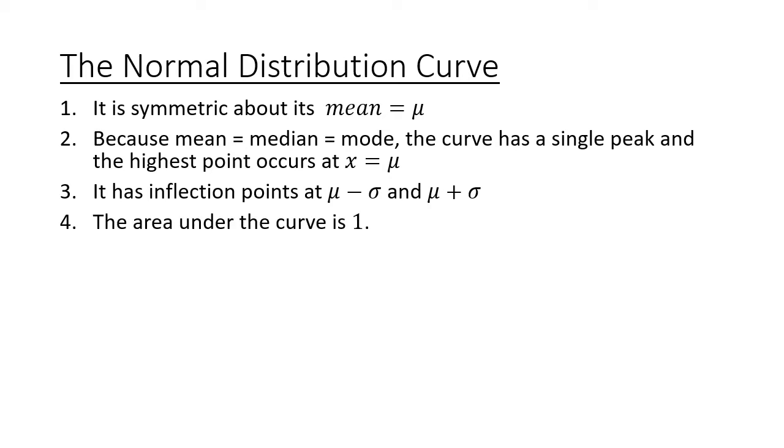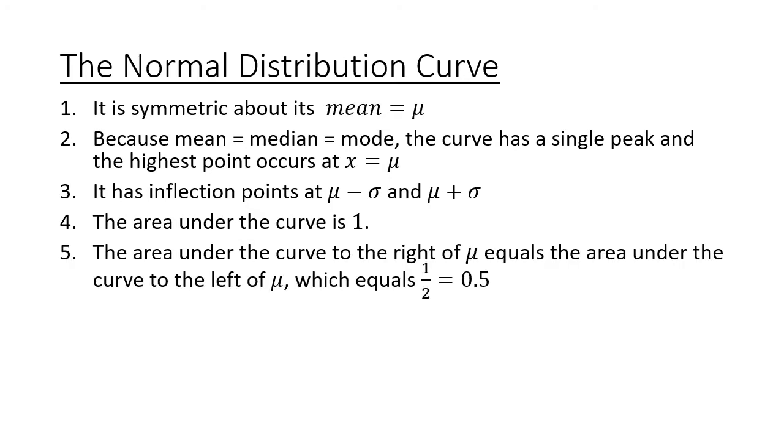Next, the area under the curve is 1. This goes back to the fact that my probability distribution has to account for every single possibility. Remember, when we sum our probability distributions, we have to end up with 1. It's got to account for all of the data. So the area under the curve is 1, and then we're going to be able to divide and split up the area under the curve depending on our particular needs.